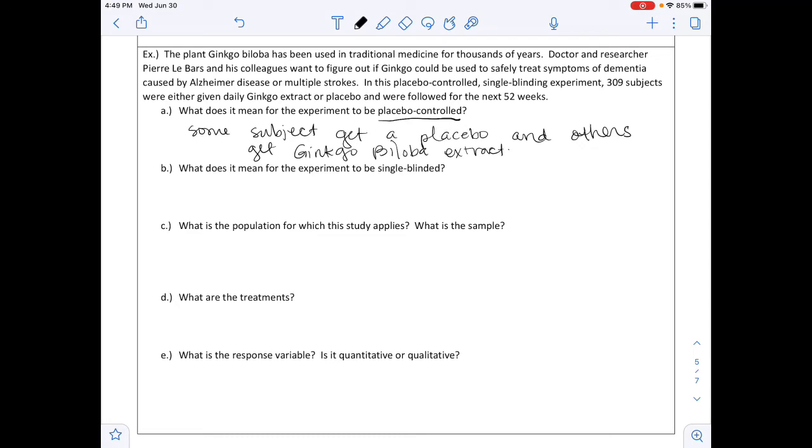Part B says, what does it mean for the experiment to be single-blinded? And we kind of used this in the last example, but single-blinded is going to be that the subjects don't know what they receive, but researchers do.